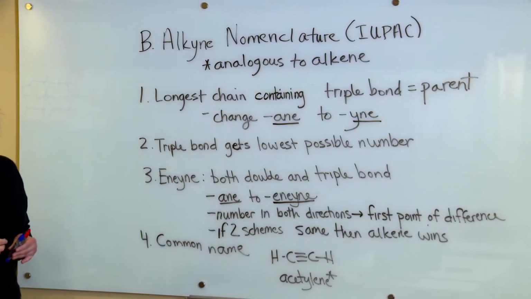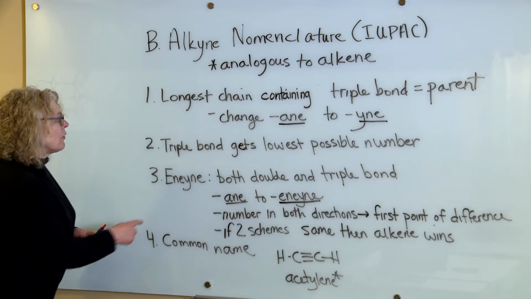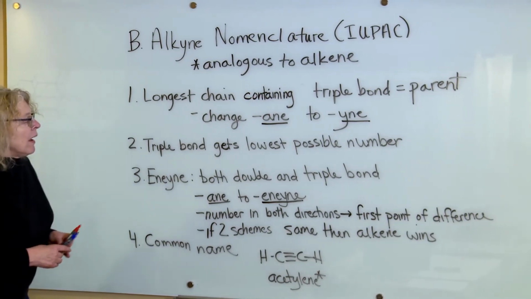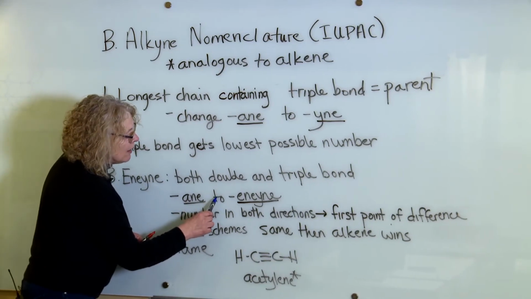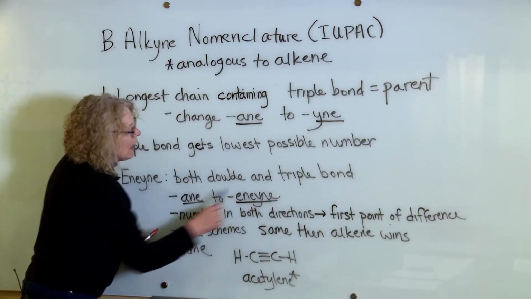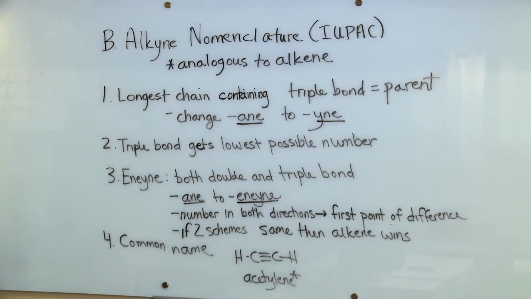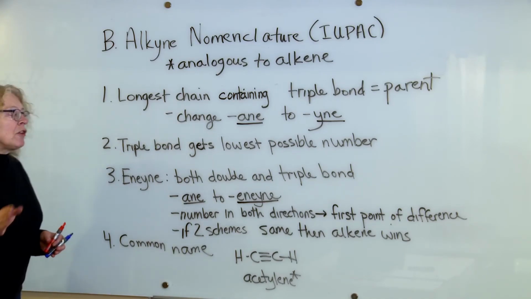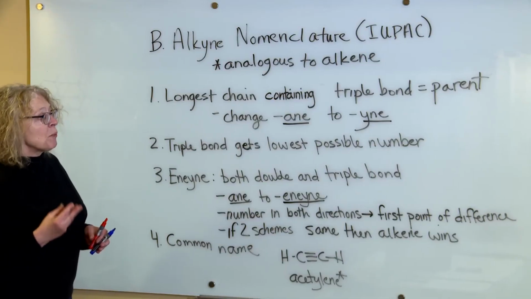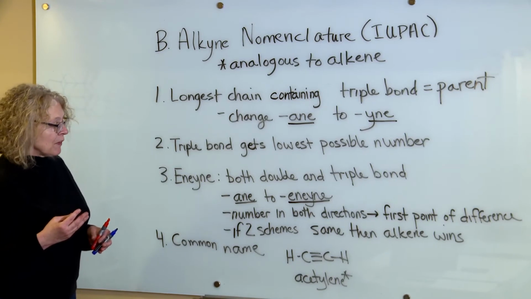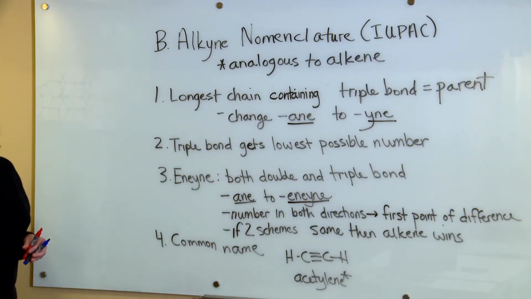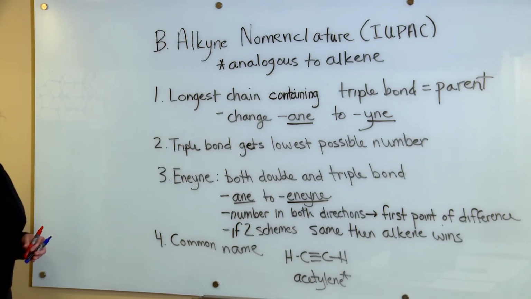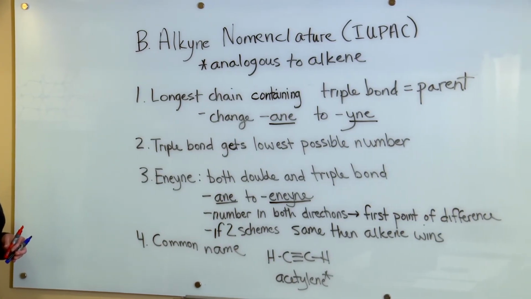There are compounds that have both double and triple bonds, and these are called enynes. If you have an enyne, you change the ANE of the alkane to ENYNE. Then you number in both directions, and you try to give it the lowest possible number at the first point of difference. If the two schemes are exactly the same, it turns out the alkene has slightly higher priority than an alkyne, and it wins in the numbering.